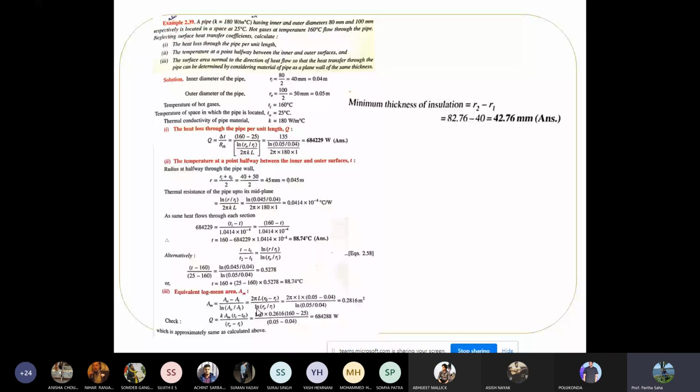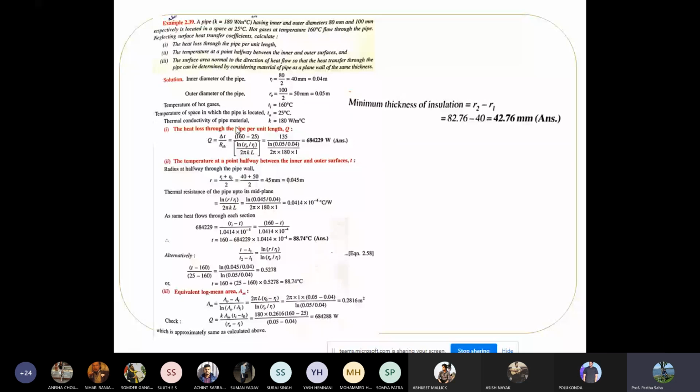So actually it is saying that in the last case, if you just assume this is a plane wall instead of a cylinder, then what will be the heat transfer through the pipe? Let us look at the first part and see what parameters are given. R1 given, that is the inner radius 40 millimeter, outer radius Ro given 50 millimeter, hot gas temperature Ti given 160 C because hot gas is flowing inside, right? And temperature of the space in which the pipe is located, this outside temperature, given 25 C. The thermal conductivity of the pipe is given 180 watt per meter C.